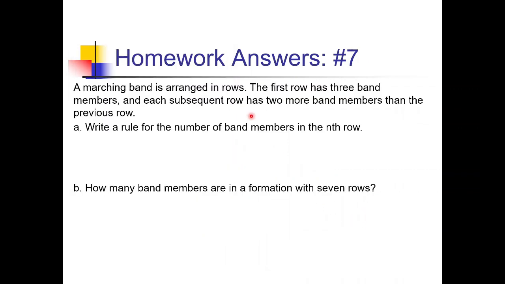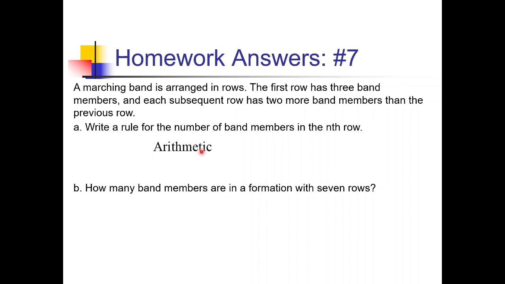For this problem, we have a marching band arranged in rows. First row has 3 band members and each subsequent row has 2 more than the last. So we want firstly to get a rule for the number of band members in the nth row. Well, the key here is that we have 2 more band members than the previous row for each row we go forward. So we essentially just keep adding 2 over and over again, which makes this an arithmetic sequence.